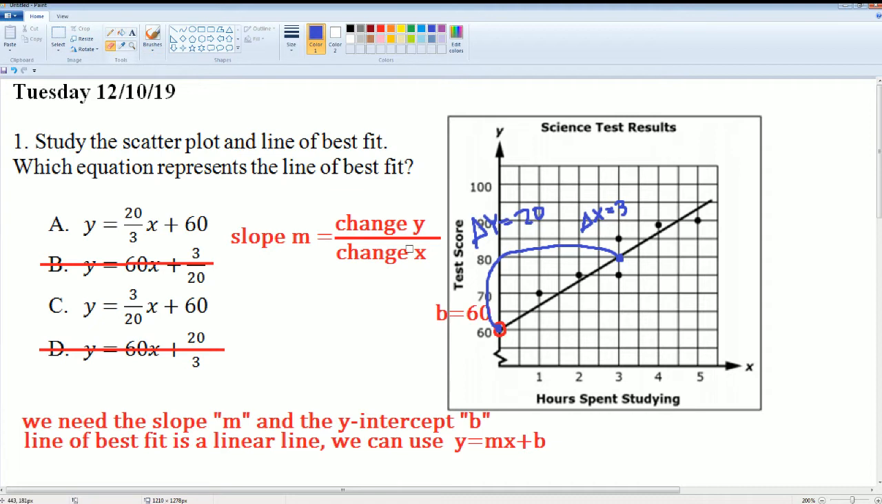So what is your change of y? It was 20. And what is your delta x? Which is 3. Okay? So we would say that A is your solution, because it has the correct slope and the correct y-intercept.